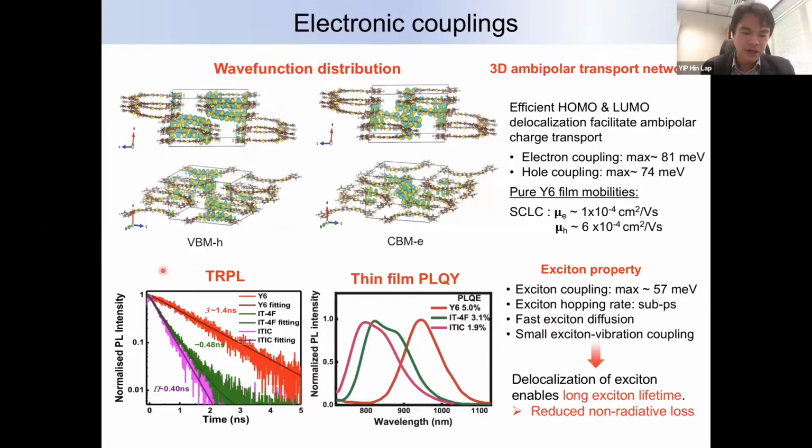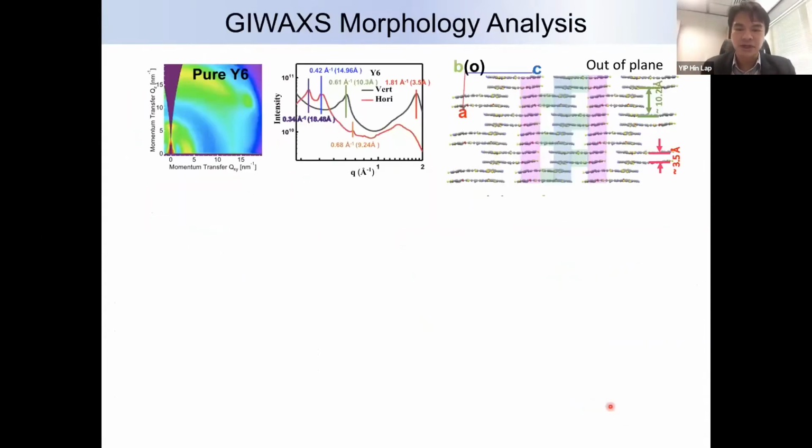So from the time resolved PL, we find that this Y6 does have a longer lifetime. It has a longer exciton lifetime, and it also has a larger PL quantum yield compared to other acceptors. This is because of the reduced non-radiative loss, which explains why the overall energy loss is small during the photocurrent generation.